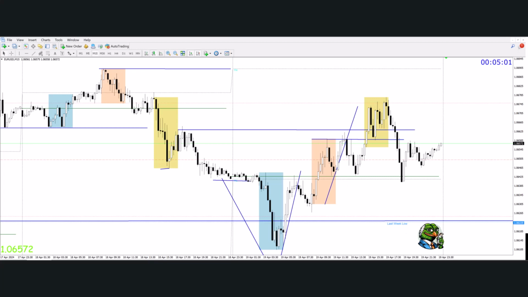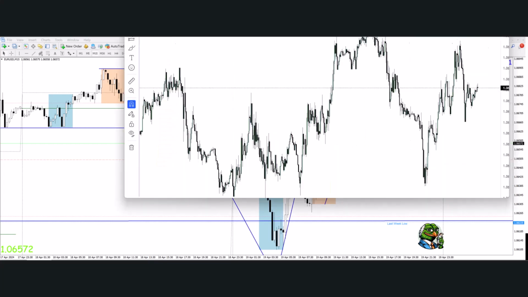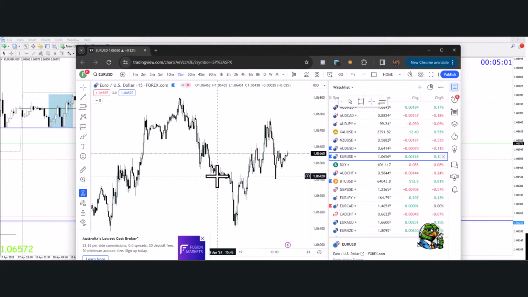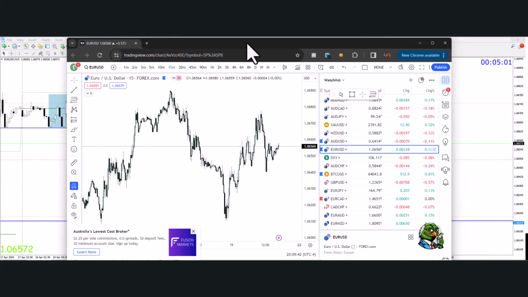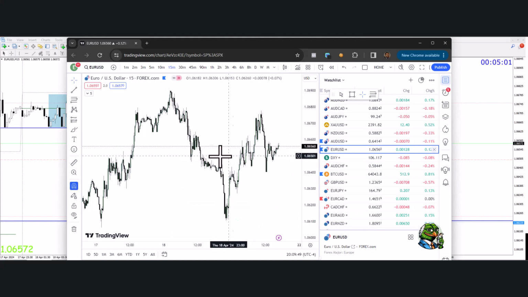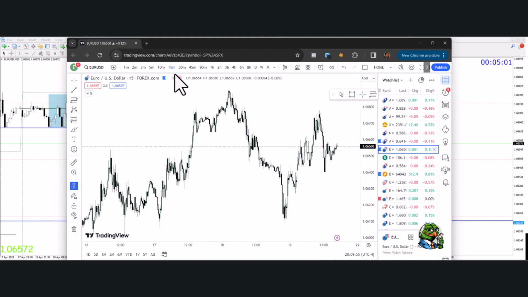Okay, now let me bring down, if you don't want to use MT4, you can always use TradingView. So this is TradingView. Okay, make sure you can see all of that. You will see ads in TradingView if you don't have a paid version. You get these ads come up, but it's the same thing, right? So I'm on Euro at the moment, and I'm using 15-minute chart. You can see that the charts are very similar.